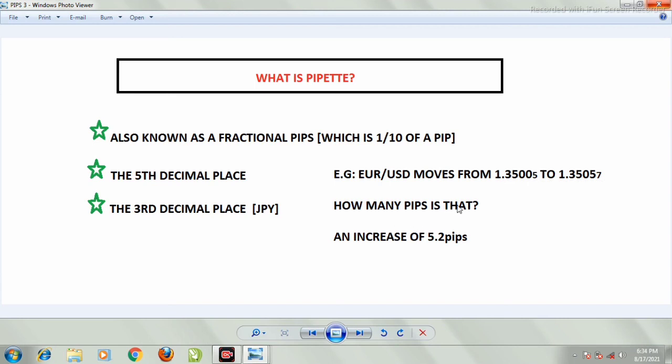Do the calculation fast, because of time, I told you I want to make a very short video. It's an increase of 5.2 pips. This 2 is a pipette. Okay, it's an increase of 5.2 pips.